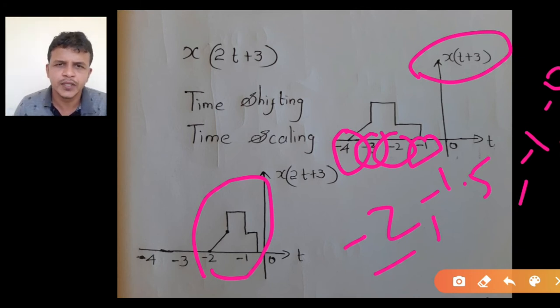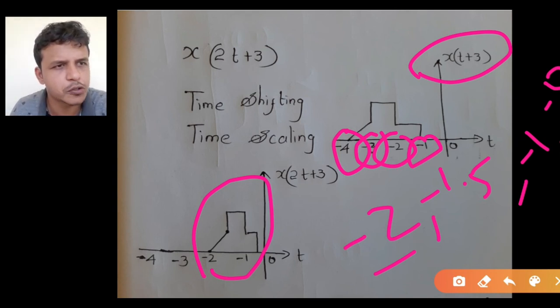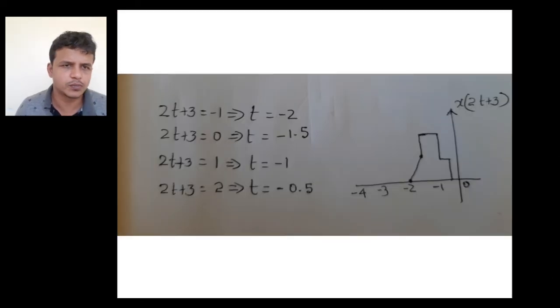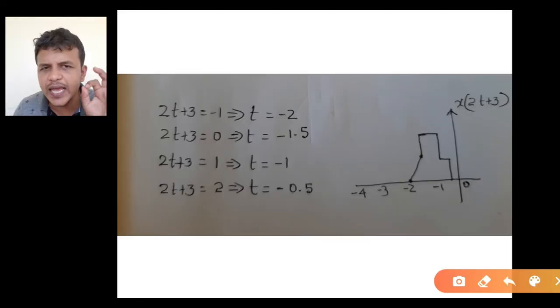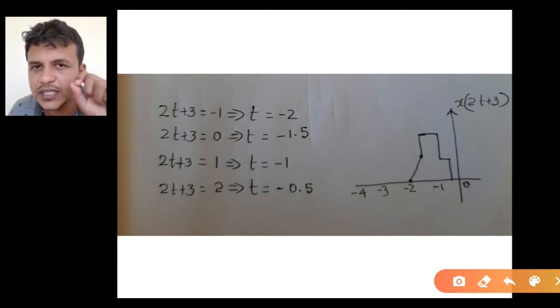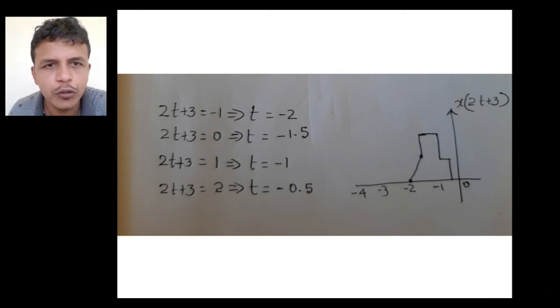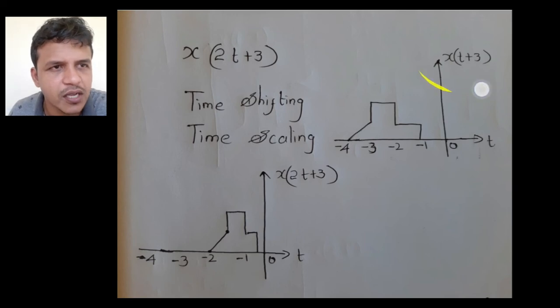Initially the signal extended for 3 units. Now here it is extending for only 1.5 units. From minus 2 to minus 0.5 it is 1.5 units. So in this manner we can perform. This is the traditional approach, and when we apply logical thought to this problem, again we are performing the same thing, 2t plus 3 equal to 1. This is applicable only to x of t. You should not apply this method to x of t plus 3.